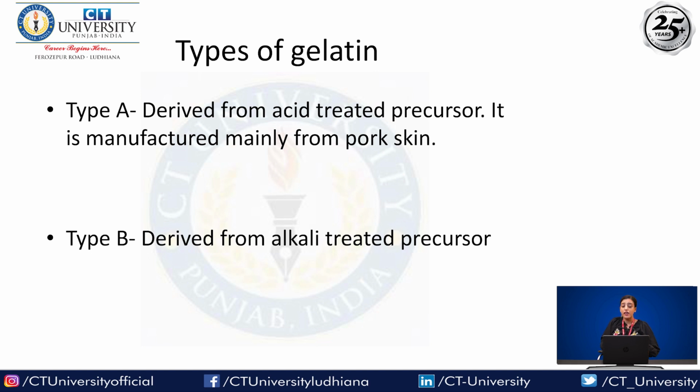So what is type A? Which process is it derived from, and from what? In the journal, we talk about it. It is derived from an acid-treated precursor that exhibits an isoelectric point at pH 9, and it is manufactured mainly from pork skin. And the second type is type B. It is derived from an alkali-treated precursor that exhibits an isoelectric point at pH 4.7.